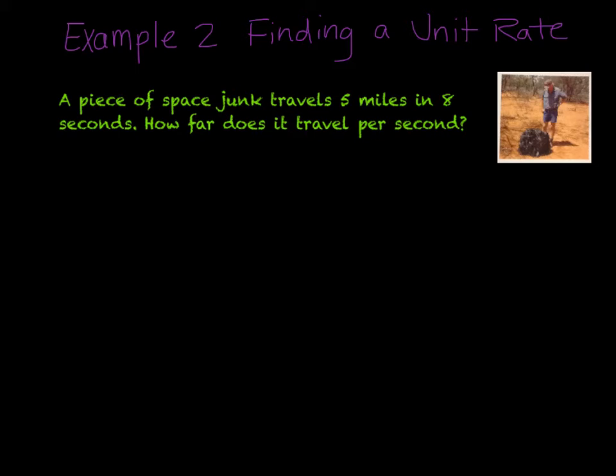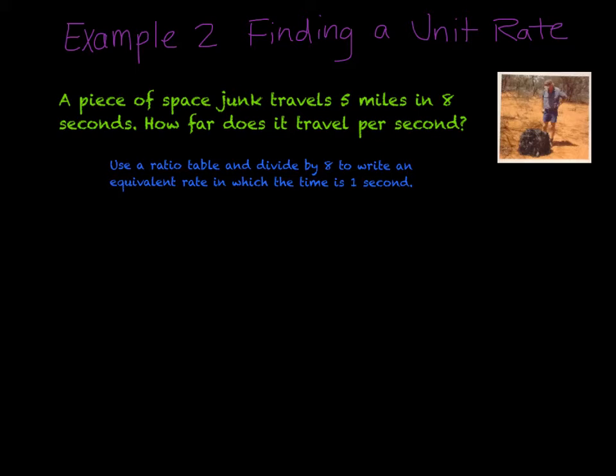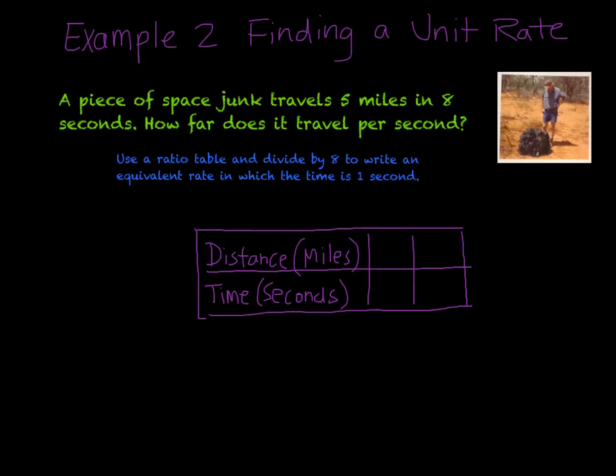How far does it travel per second is what the question is asking us. So we're going to use a ratio table and divide by 8 to write an equivalent rate in which the time is 1 second. So what we know is we have a ratio of 5 to 8. So 5 miles to 8 seconds. So we know that our distance, being 5 miles, travels every 8 seconds. So in order to find out how many miles or how far it travels per second, we're going to write that equivalent rate.